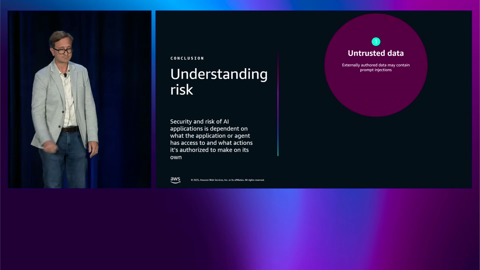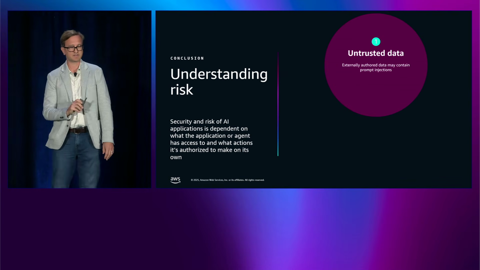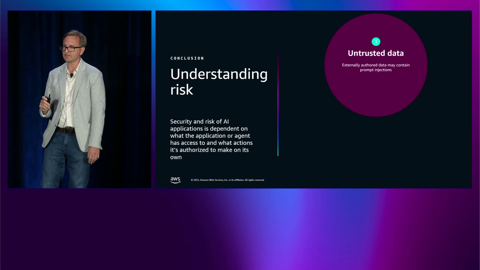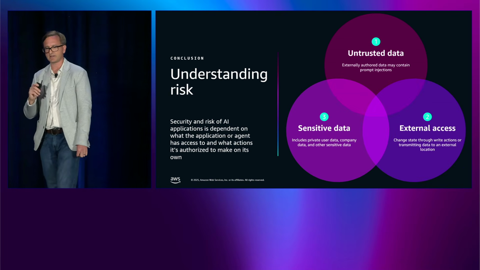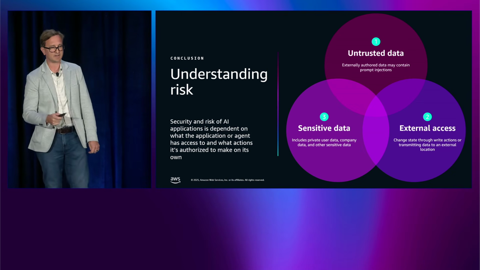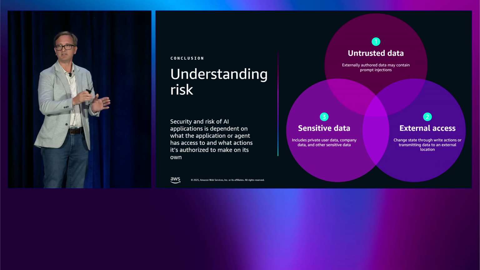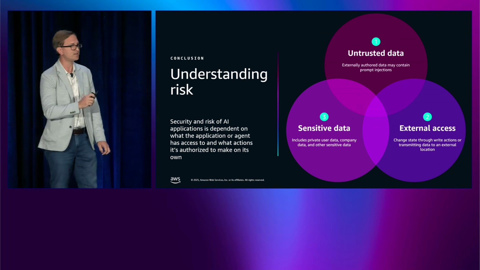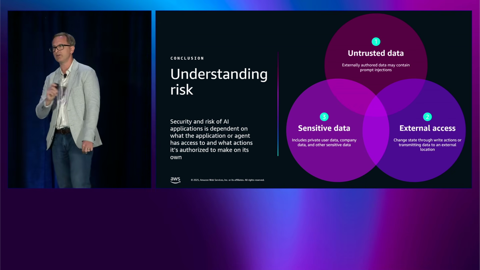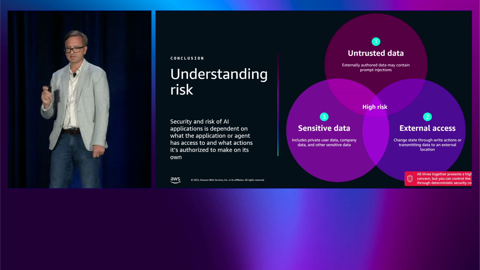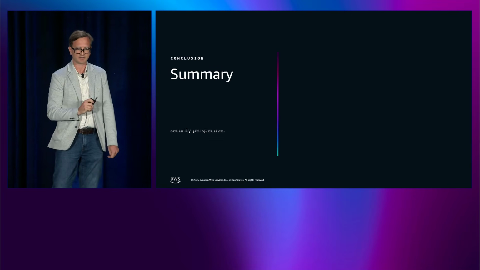So in conclusion, we want to understand that security and risk in AI systems is dependent on what the application or agent has access to and what actions it's authorized to make on its own. So this is a very classic thing here. This is sensitive data, untrusted data, and external access. You want to pick two, not all three, because at the center of this Venn diagram is danger. If you have an LLM that has access to all three of these things at the same time, this causes security issues. You always want to think about that. All three of those provide a concern.